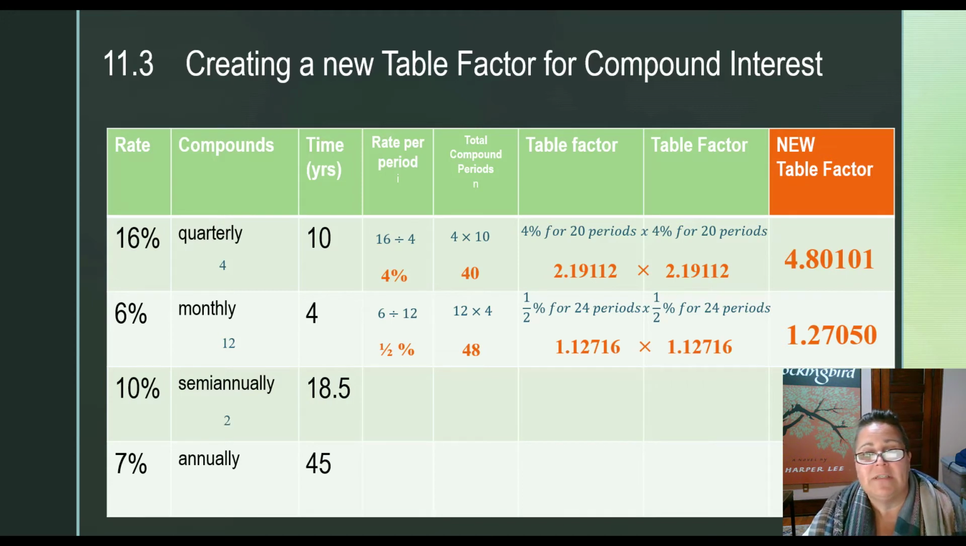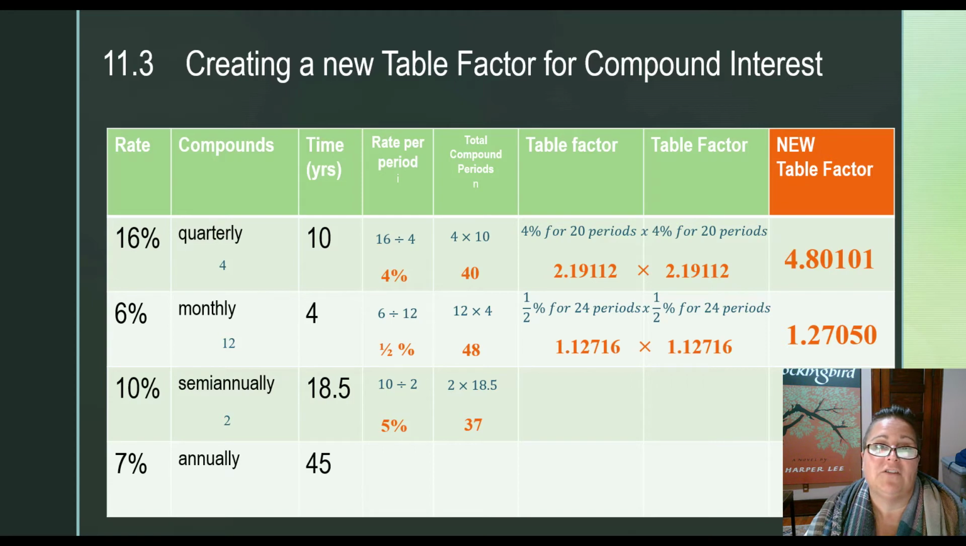With the 10%, that's being compounded semi-annually. That's only 2 times a year. So that's a 5% interest rate per period. Our 2 twice a year for 18.5 years gives us a total of 37 compounds. This is our first odd one. So I wanted to make sure to do this one because it is odd.